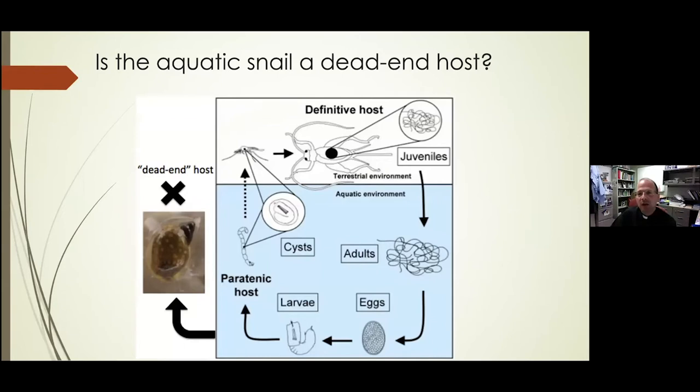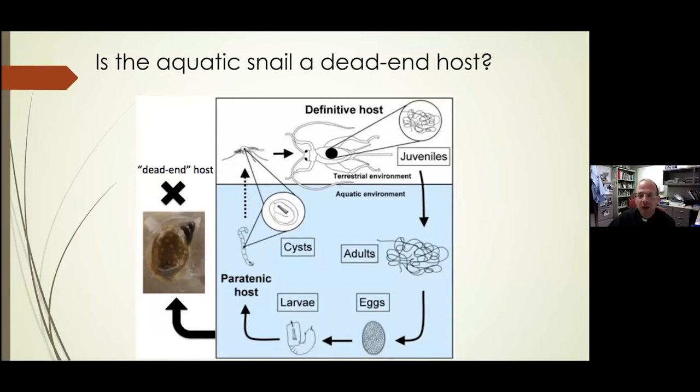Okay, I will be returning to this little picture of the life cycle numerous times, so don't worry if you didn't get it the first time. I mentioned that the snail was a dead-end host, or we think it's a dead-end host, because the aquatic snails have to be in the water. They don't turn into flying insects like the paratenic or aquatic insect host does.